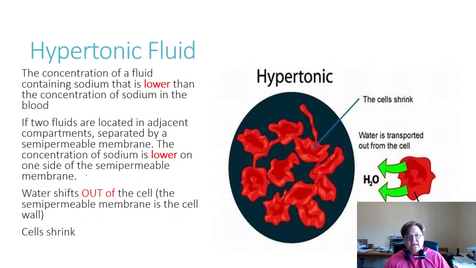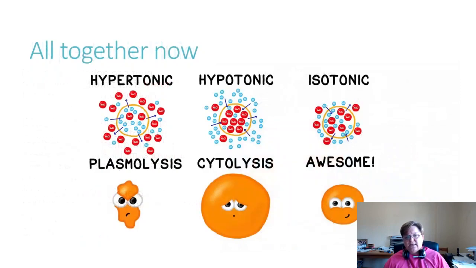In hypertonic, the concentration of fluid is lower than the concentration in the blood. And so if you have these cells separated, the concentration being lower, the water is going to move out of the cell, and so the cells shrink. So water moves out of the cell membrane and the cells shrink. So if you see that all together, if you have hypertonic, the cells are going to shrink. If it's hypotonic, the cells are going to expand. And if it's isotonic, everyone's happy and perfect.